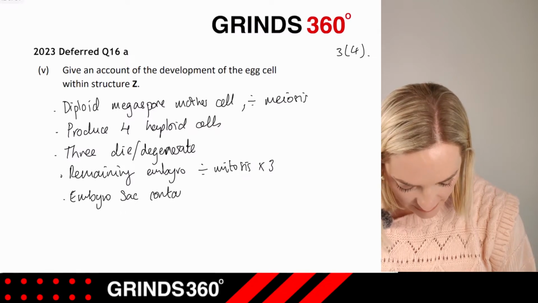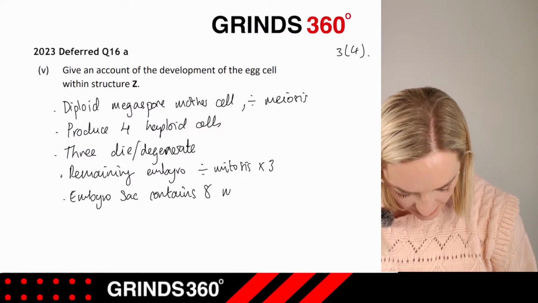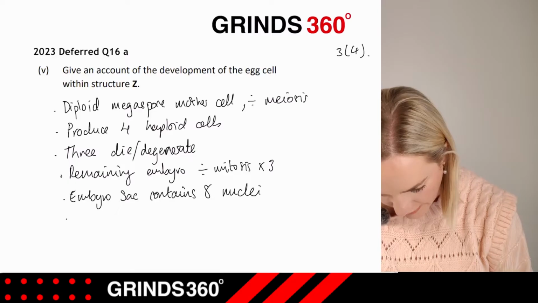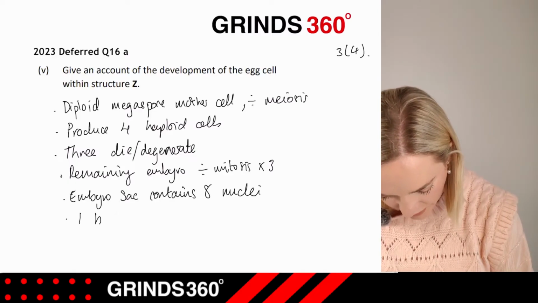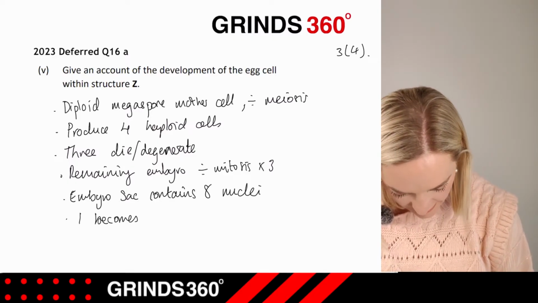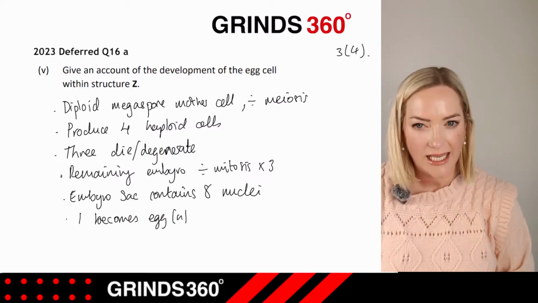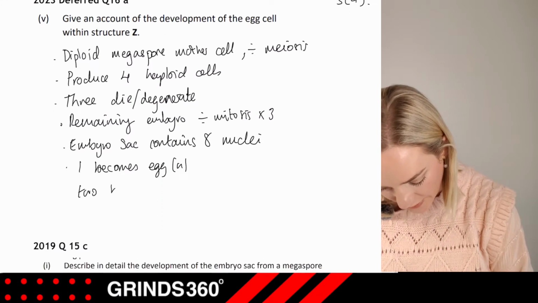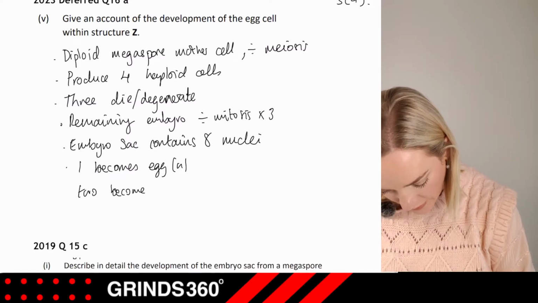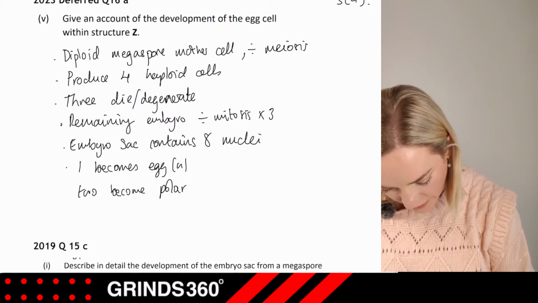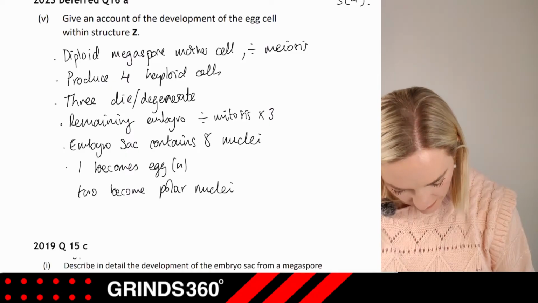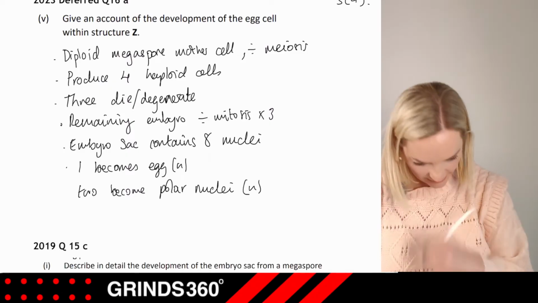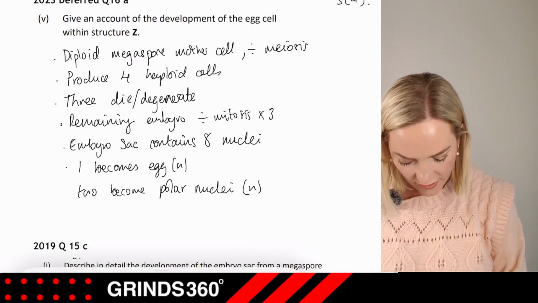Our embryo sac contains 8 nuclei. 1 becomes the egg, and there's no harm letting you know that the egg is haploid. And then 2 become our polar nuclei, which is haploid. So where are the marks going for this?